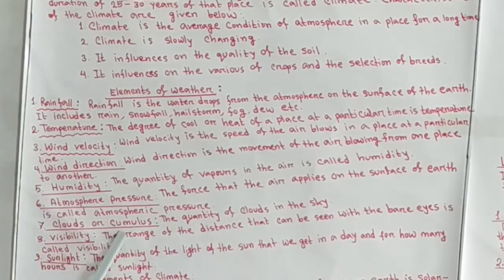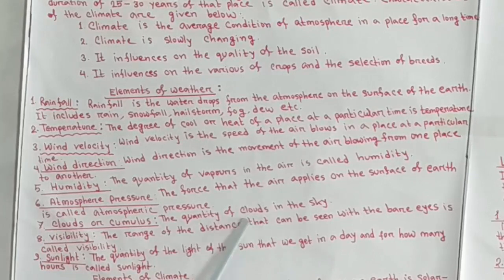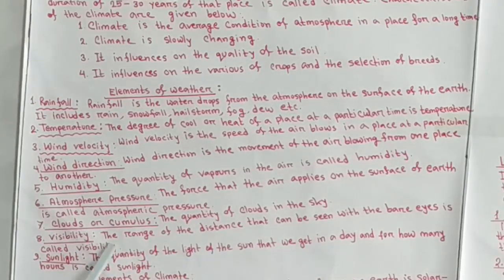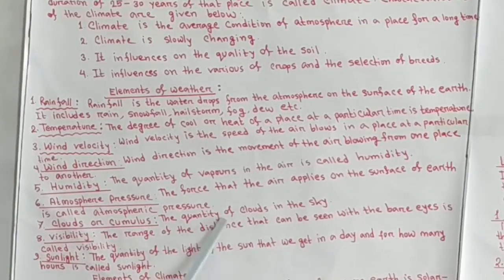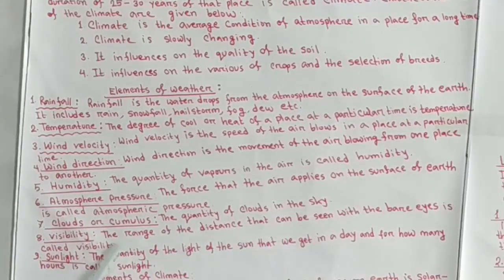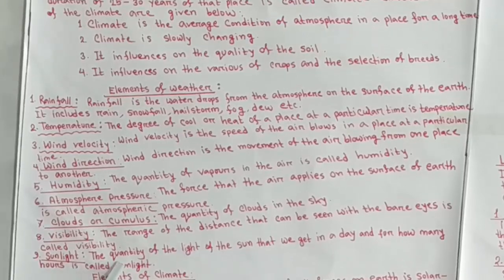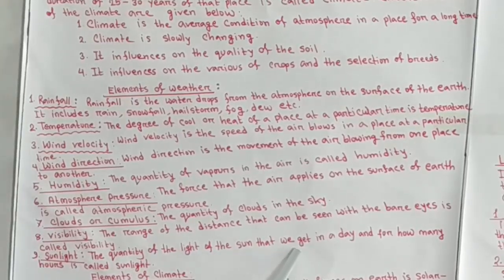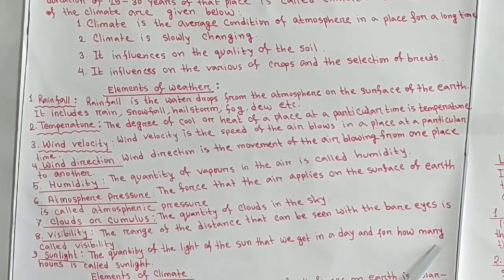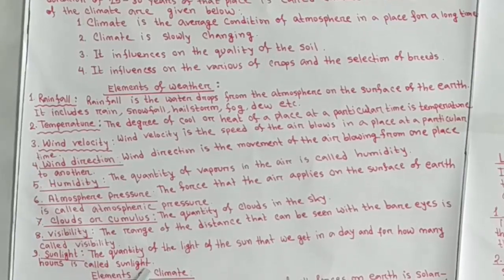Next one is clouds or cumulus. What is clouds or cumulus? The quantity of clouds in the sky. Okay, next one is visibility. The range of distance that can be seen with the bare eyes is called visibility. Last one is sunlight. The quantity of light from the sun that we get in a day, and for how many hours, is called sunlight.